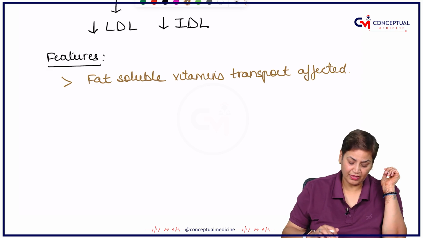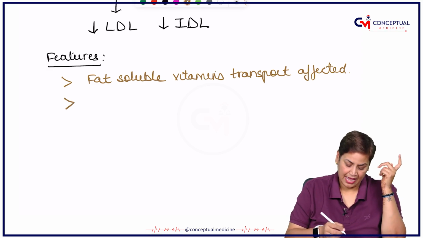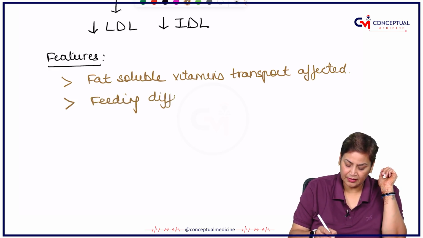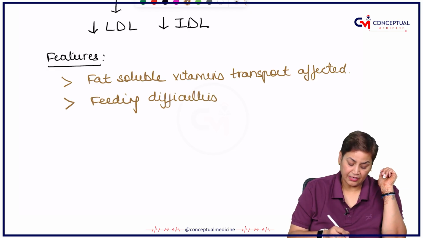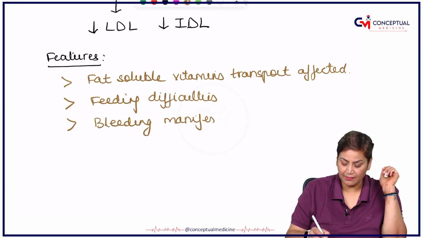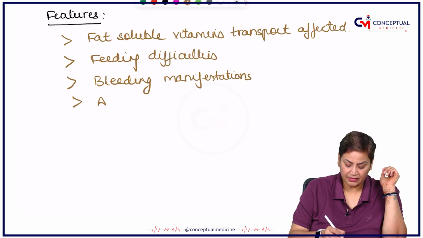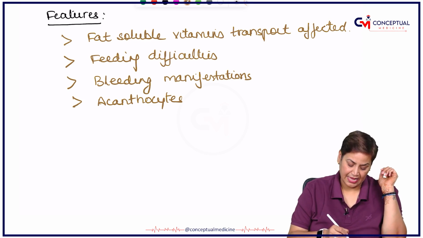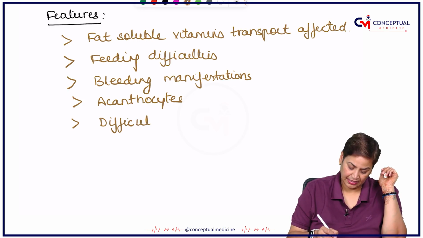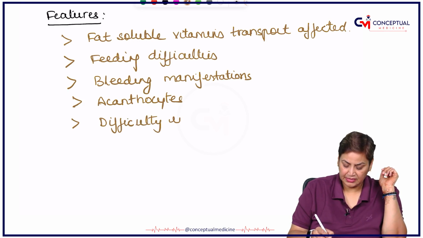The child who is born with this will have difficulty in feeding. So feeding difficulties will also be there. It might lead to bleeding manifestations also, because again vitamin K transporters are absent. Then acanthocytes, and it will be difficult to survive.